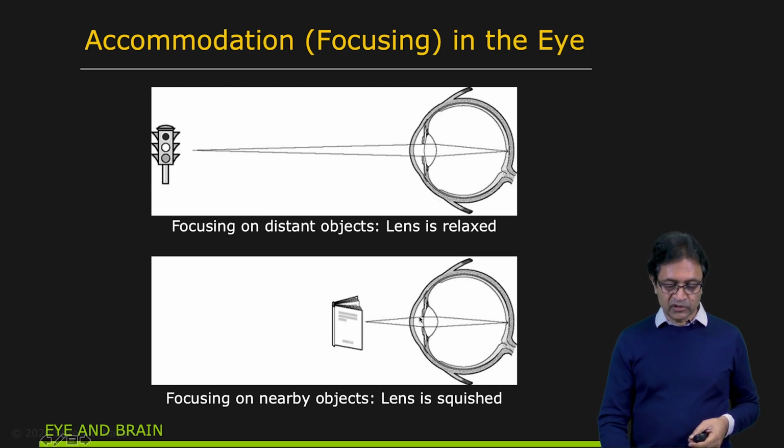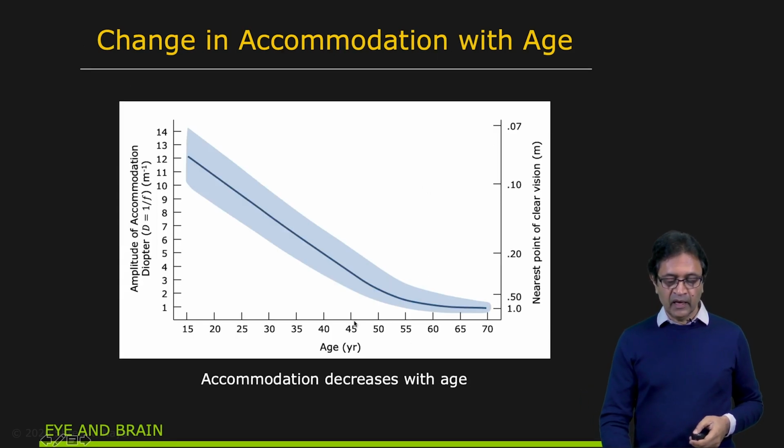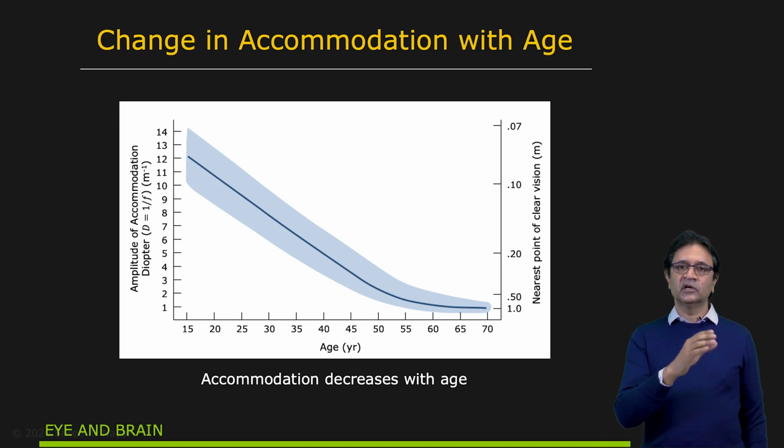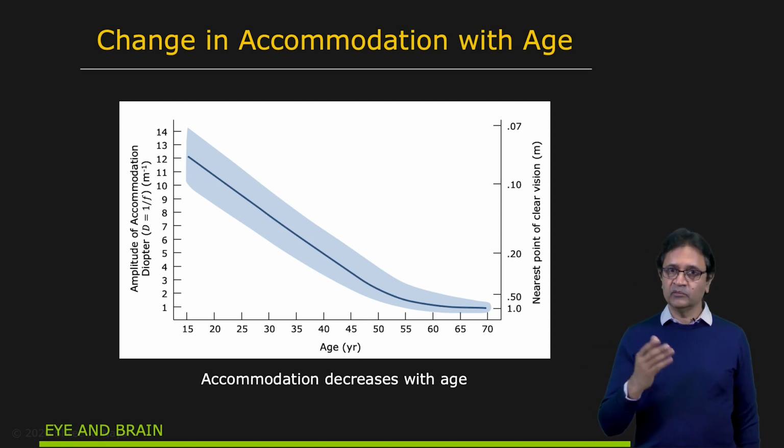The lens is squished using these ciliary muscles to make it shorter in focal length, more bending power, and now you can focus on the book right here. And that whole process is called accommodation. It's basically another word for focusing. And our ability to accommodate goes down as a function of time. We know this, and that's why we end up wearing glasses.